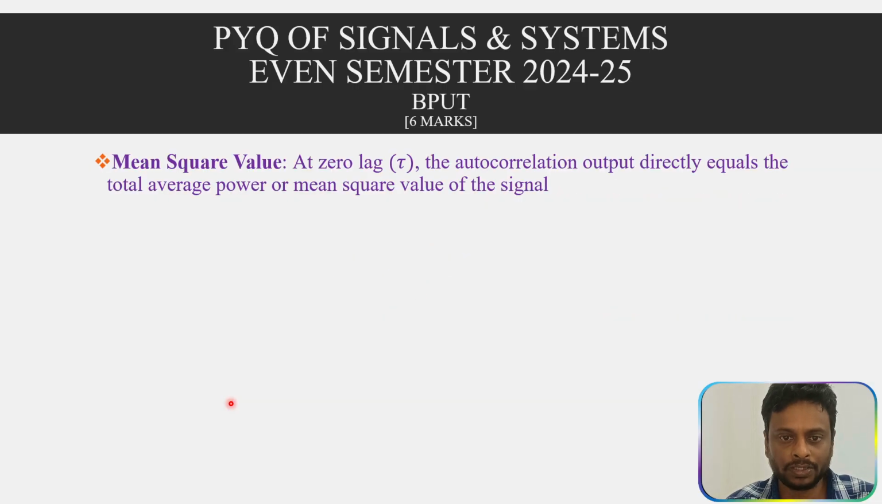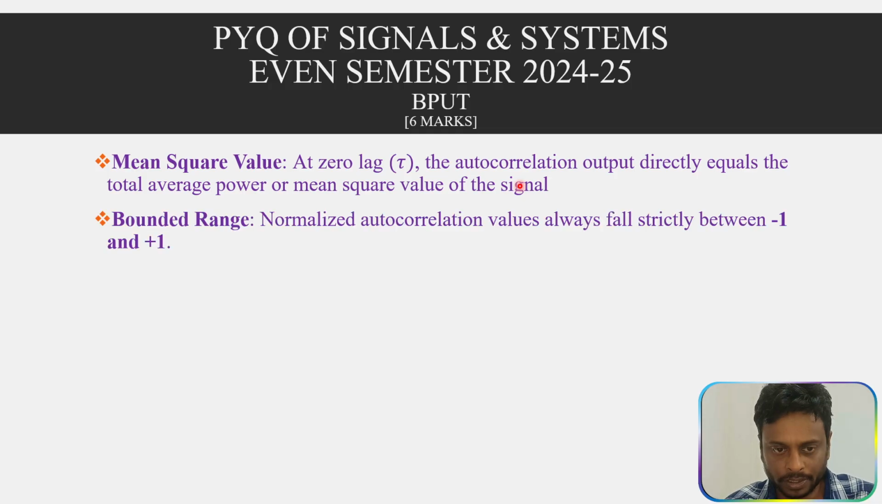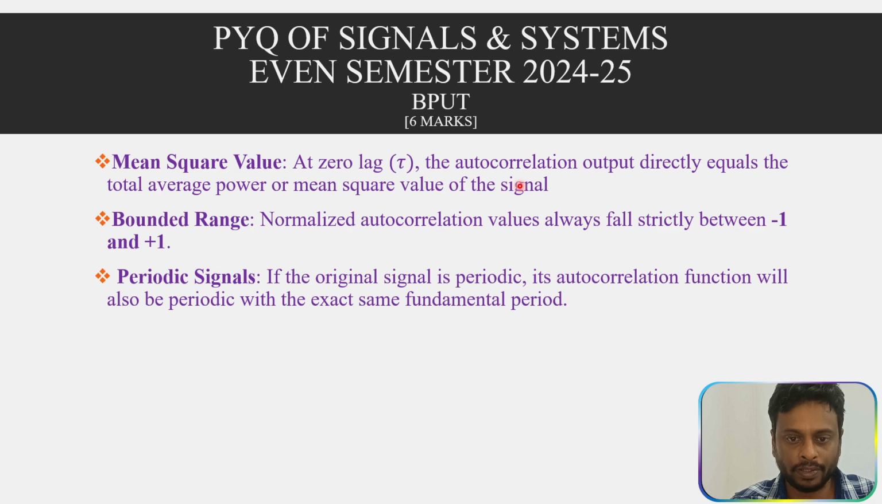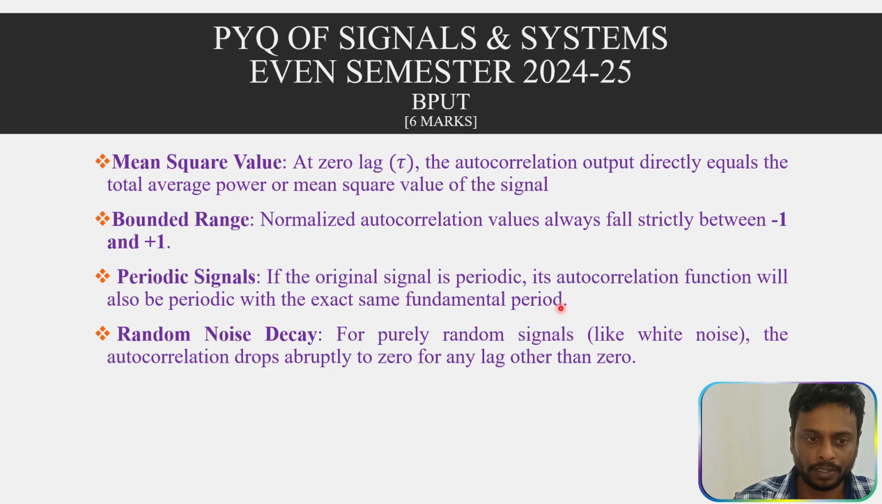Similarly, there is the mean square value. At zero lag, the autocorrelation output is directly equal to the total power or mean square value of the signal. Next is the boundary range: the normalized autocorrelation values fall between −1 and +1. Then periodicity: if the original signal is periodic, the autocorrelation function will also be periodic with the exact same fundamental period. Next, the random noise property: for purely random noise like white noise, the autocorrelation drops abruptly to 0 for any lag other than 0. So these are the properties of autocorrelation.